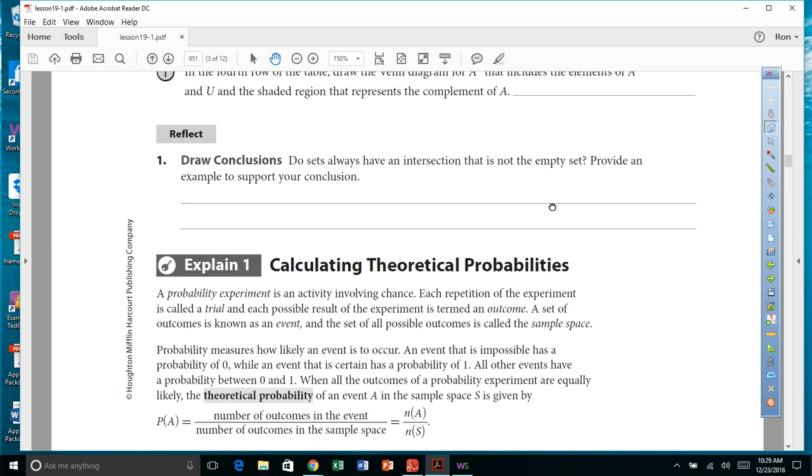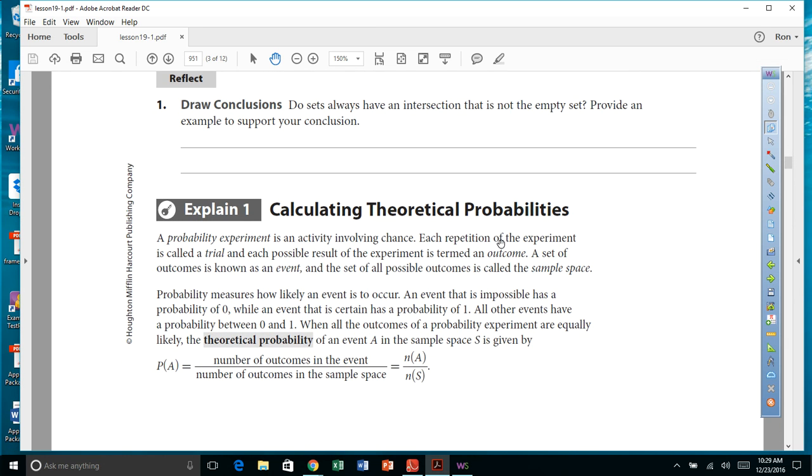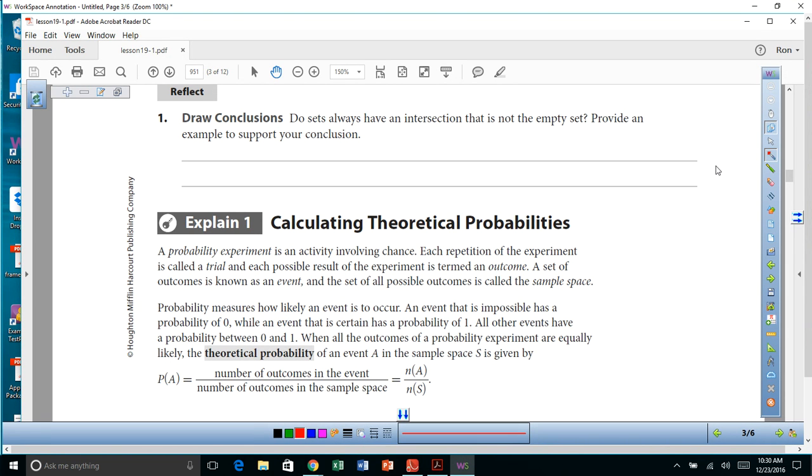All right. Reflect. Draw conclusions. Do sets always have an intersection that is not the empty set? Provide an example to support your conclusion. No.